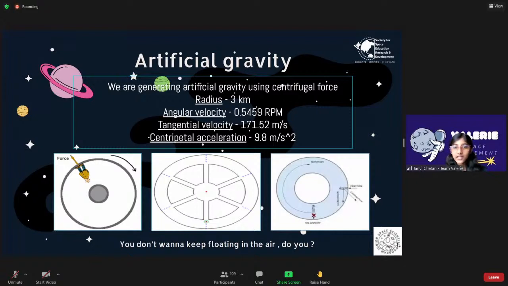And this is the calculation for artificial gravity on a residential torus. The residential torus, being of radius 3 kilometers, will have to spin at a velocity of 0.54 rpm to generate the centripetal acceleration of 9.8 meters per second square, like on Earth. Now, as I mentioned before, gravity is very important. You don't want to keep floating in the air all the time, do you?